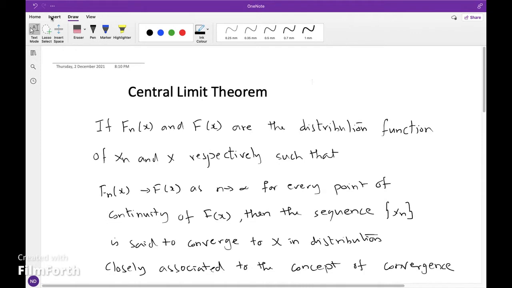Today we are going to see the central limit theorem. Let us consider the sequence of random variables x1, x2, x3, etc. These are a random sequence. The concept of convergence of a random sequence is essential in the study of random signals.